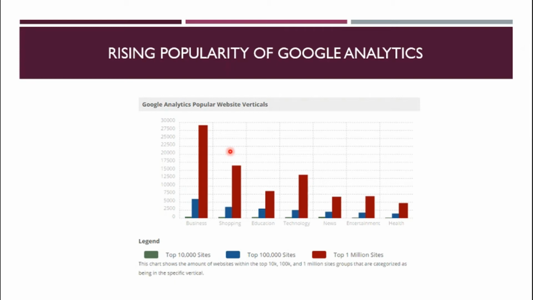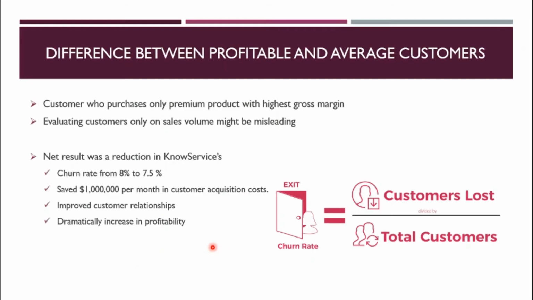These three sectors rely on customer trends and forecasting customer demand. Thus, these three sectors use Google Analytics in high ways. Therefore, Google Analytics is a really good data mining tool to understand profitable customers. Now, what's the difference between profitable and average customers?